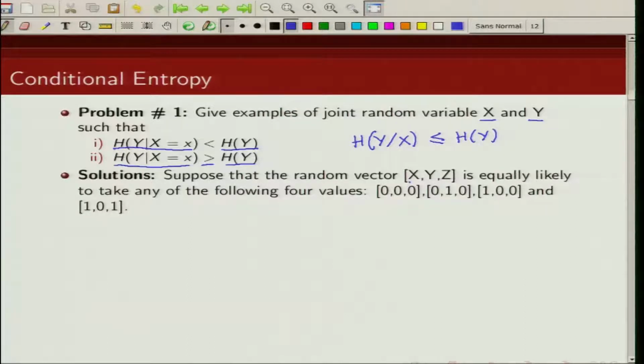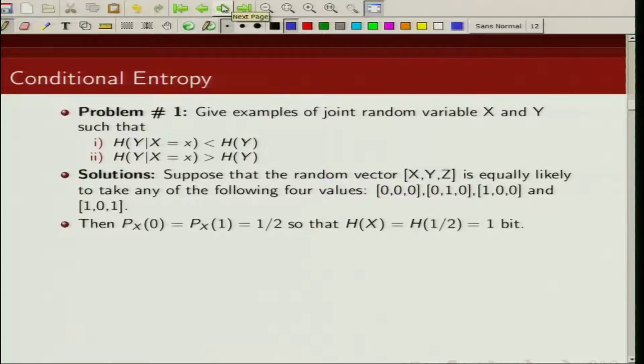So let us consider we have a random vector x, y and z, and it takes 4 possible values. And what are those 4 possible values? 0 0 0, 0 1 0, 1 0 0 and 1 0 1. So then what is x? X is 0 0 1 1. Then probability of x being 0 is 2 by 4. Similarly, probability of x being 1 is 2 by 4, so this is half.